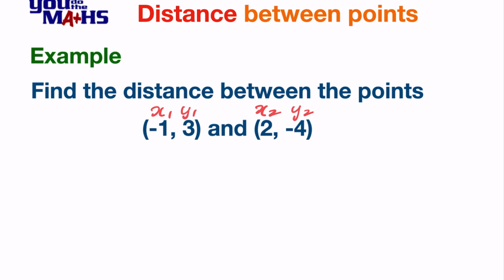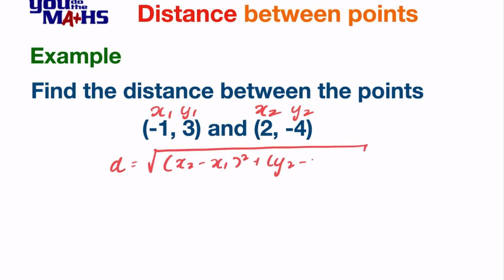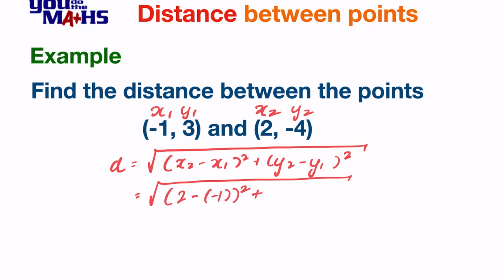A common mistake at this stage is to mix up the x and y values and also the different points. So in our formula, we have x2 minus x1 all squared plus y2 minus y1 all squared inside the square root. So x2 is 2 and we're subtracting negative 1 and that's all squared. And for the y values it's negative 4, subtract 3 and that's all squared.